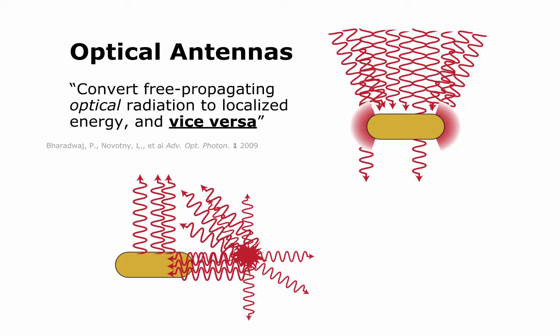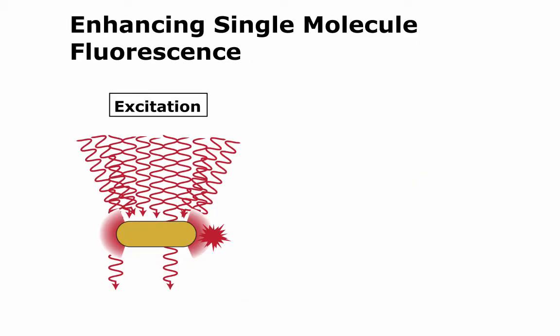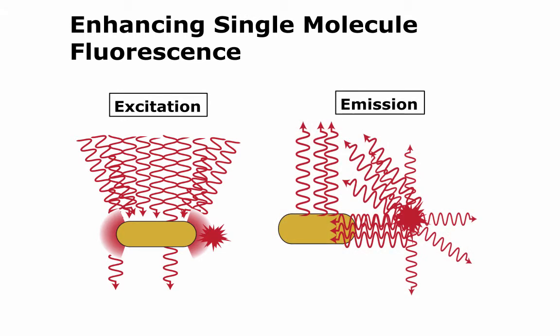It may also reshape or redirect that light, but importantly, the antenna is converting the localized energy in the source to free propagating light. With this understanding of how an optical antenna works, it is straightforward to see how it could be used to enhance single molecule fluorescence. By converting free propagating optical radiation to localized energy, we can enhance the excitation of a fluorescent molecule, then allowing that molecule to emit more light and appear brighter. By converting localized energy in the fluorescent molecule into extra free propagating optical radiation, we can directly enhance the emission of a fluorescent molecule, making it appear brighter.